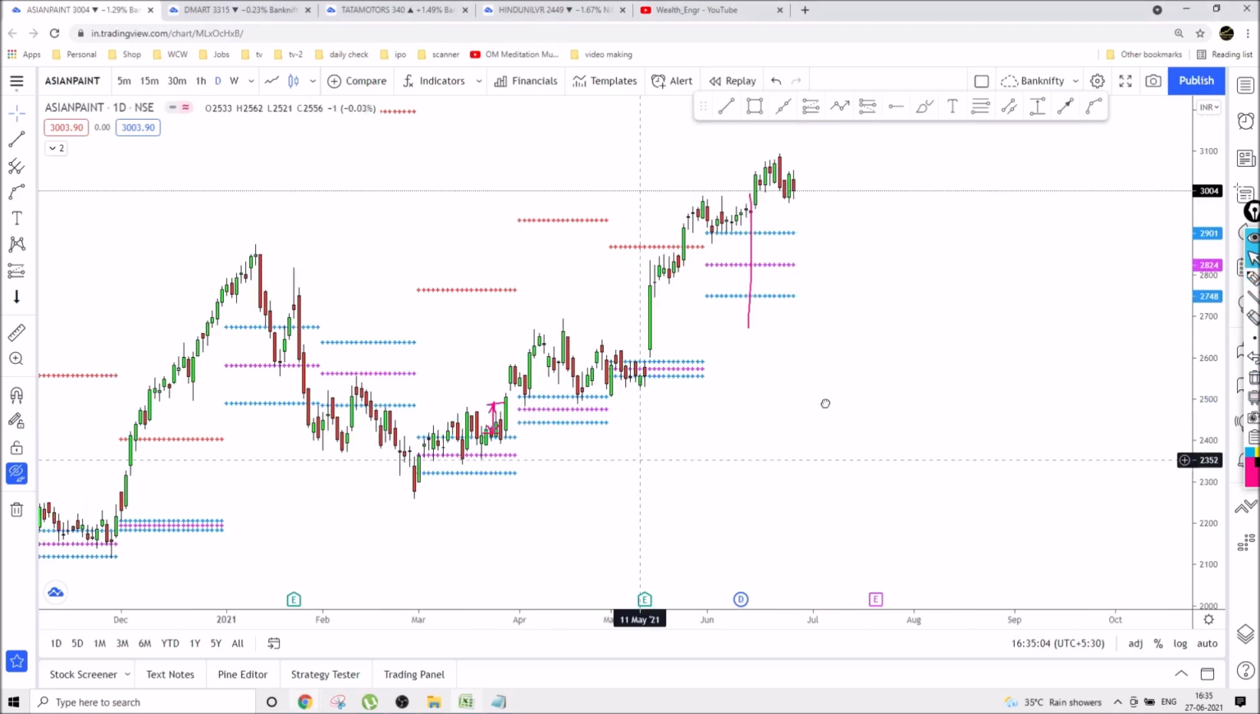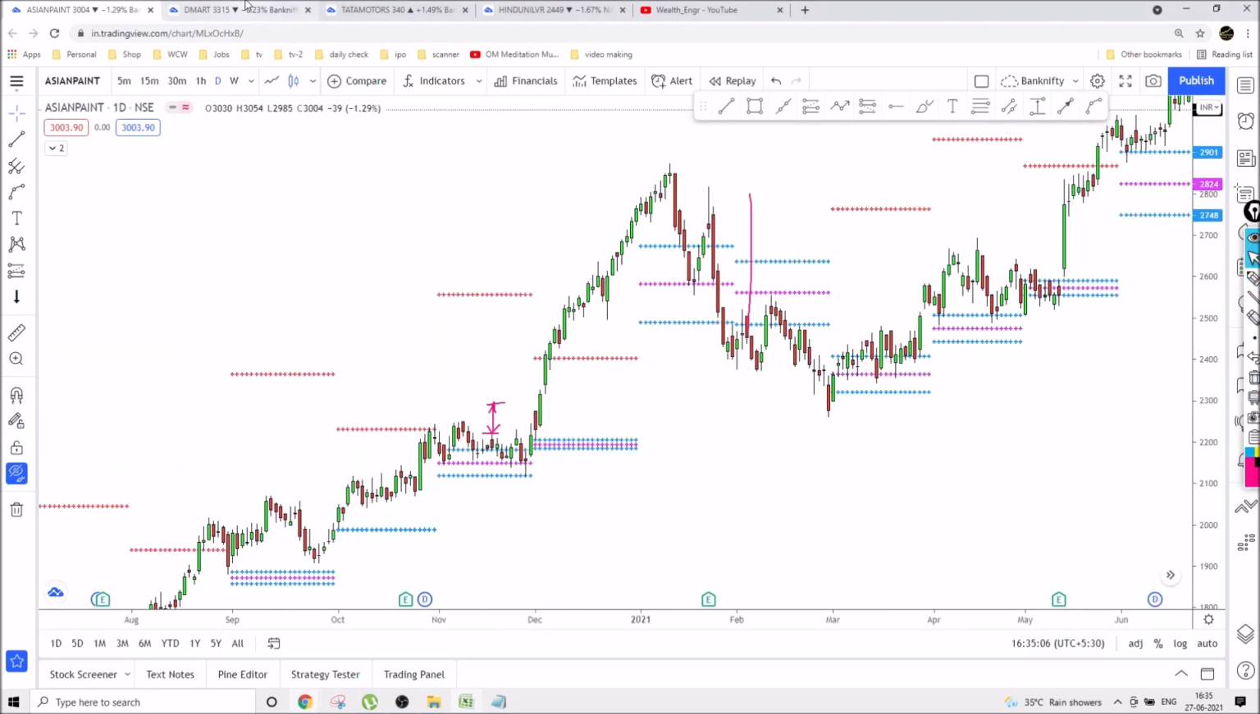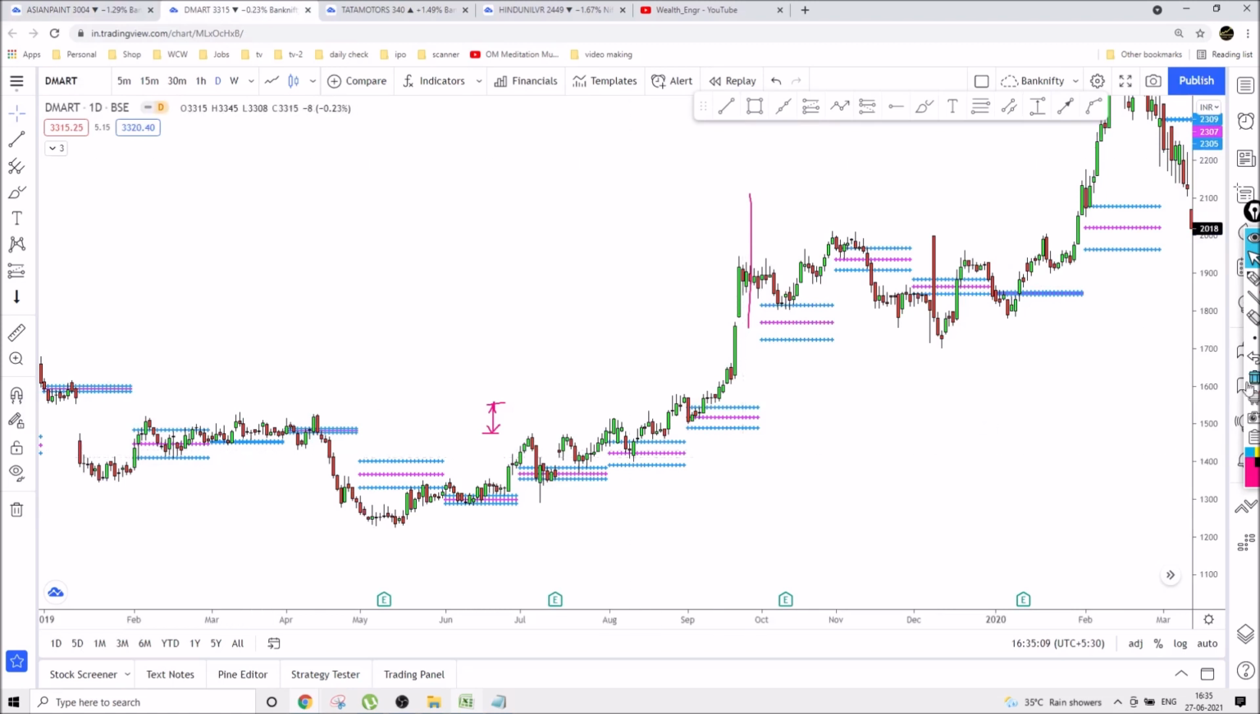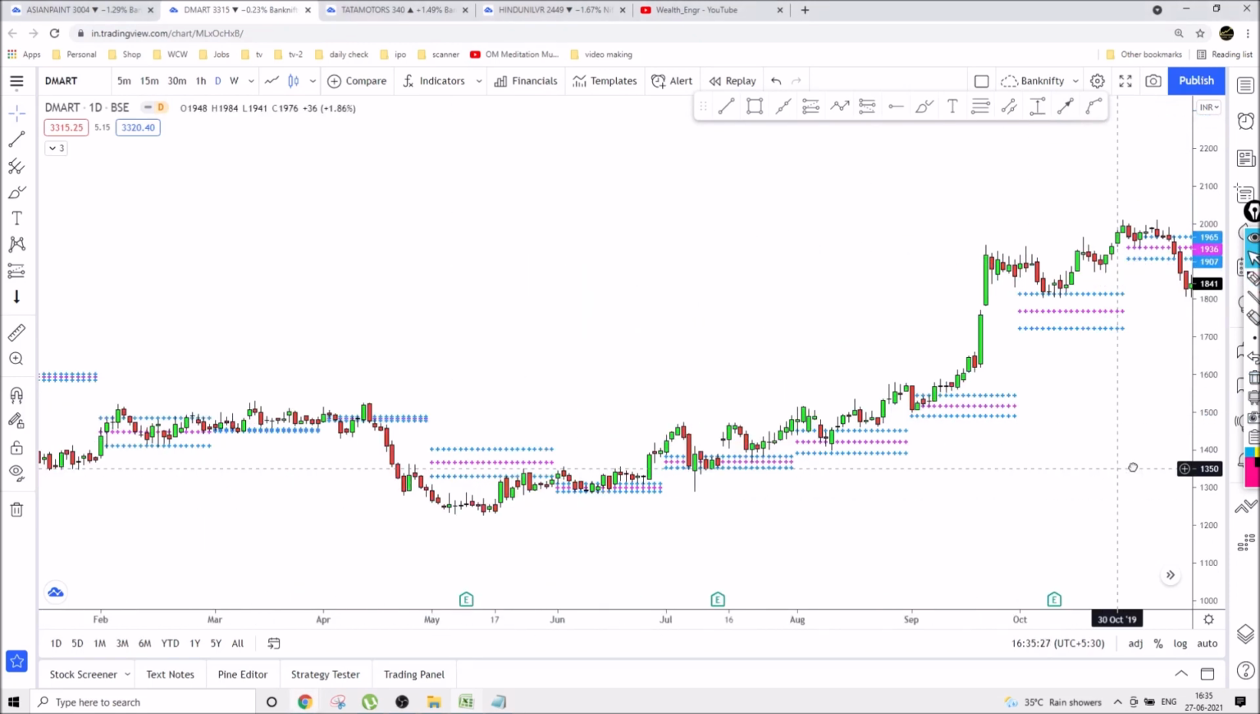Okay, so let me go to one more chart. Yeah, DMART chart. So you are all aware of DMART, right? That is a strong fundamental company as well, and it formed here. So May CPR is higher, June one is lower, July is again higher. It is June 2020. Okay, so where will you take the trade? Let me zoom in for you.